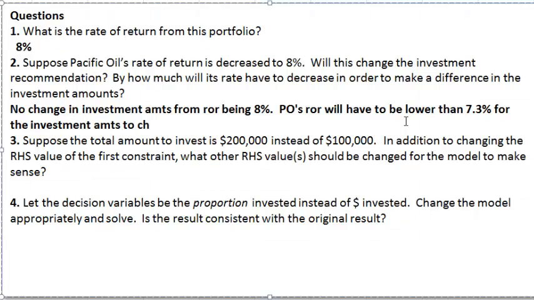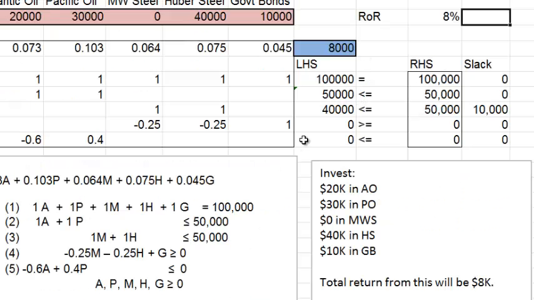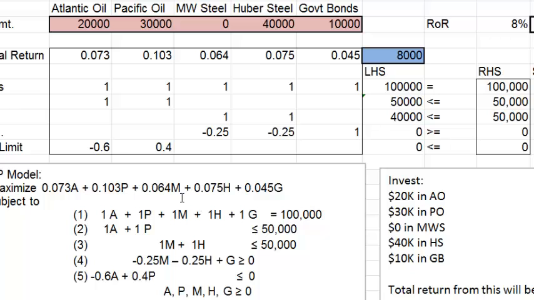for the investment amounts to change. Now the third question, suppose the total amount to invest is 200,000 instead of 100,000. So you have twice the money as before. Then what happens? In addition to changing the right-hand side value of the first constraint, what other right-hand side values should be changed for the model to make sense? Okay, again, we have a copy of the sheet. So if there's 200,000, then the total amount to invest should be now 200,000.